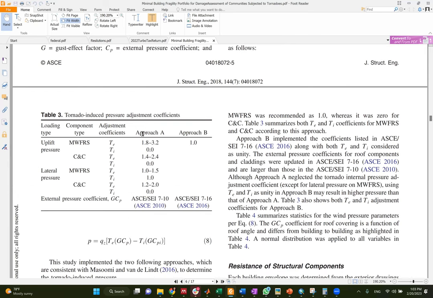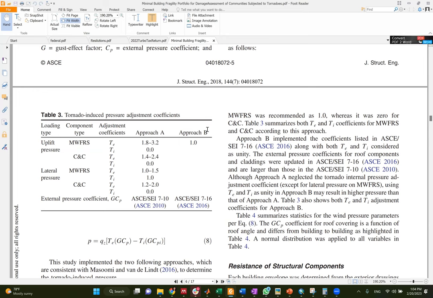Okay, yeah, so here's a very important table. Here's a distinction between approach A and approach B. I told you this paper is for tornadoes, right? So what is special about it is they did two approaches. If you are dealing with tornadoes, you are going to use what is called tornado patterns, ASCE 7-10. And if you are using approach B for straight line winds, your tornado factors will be 1. So you will only have 1.